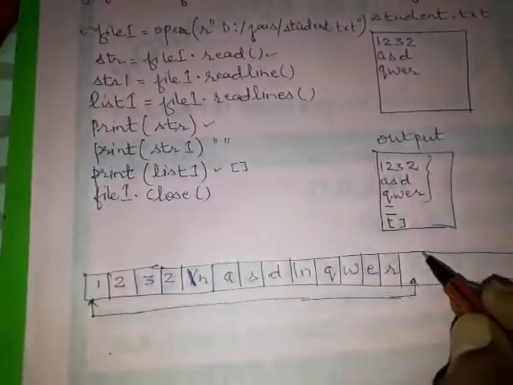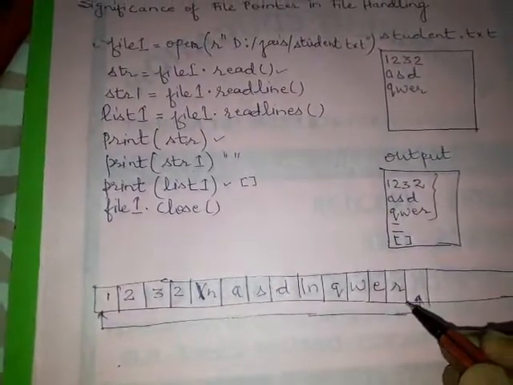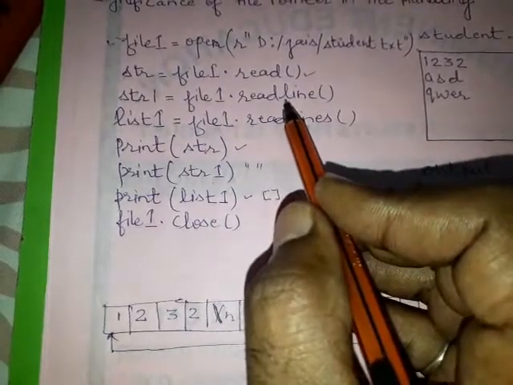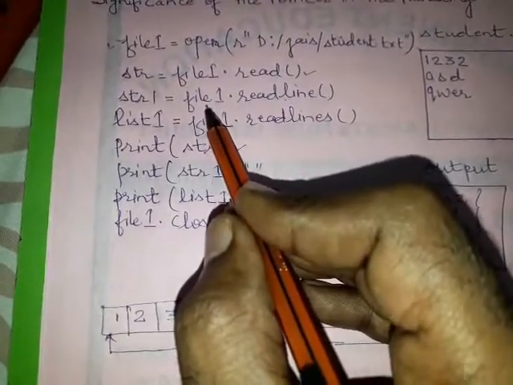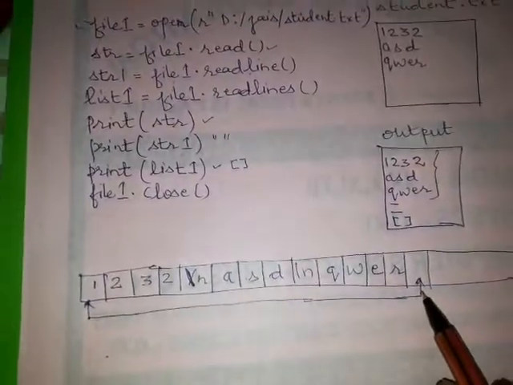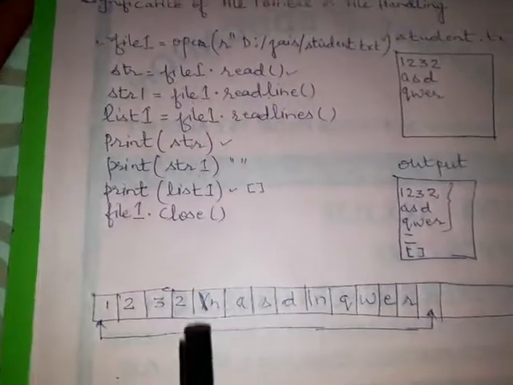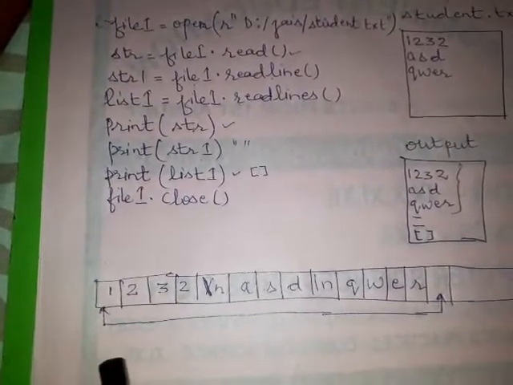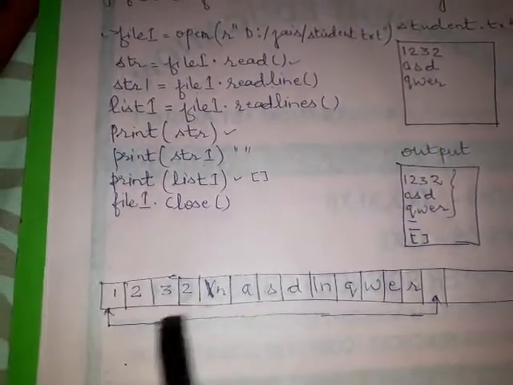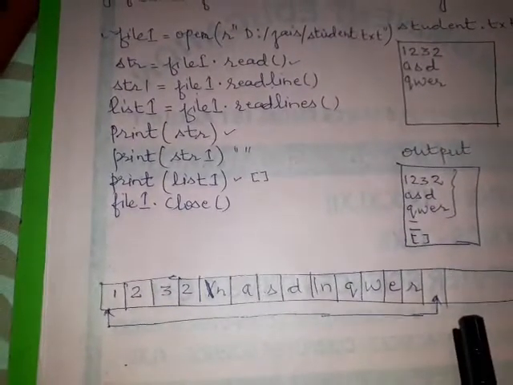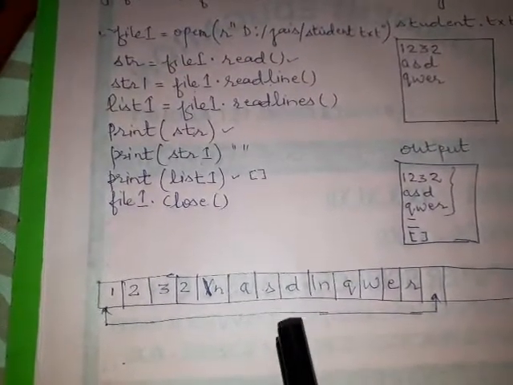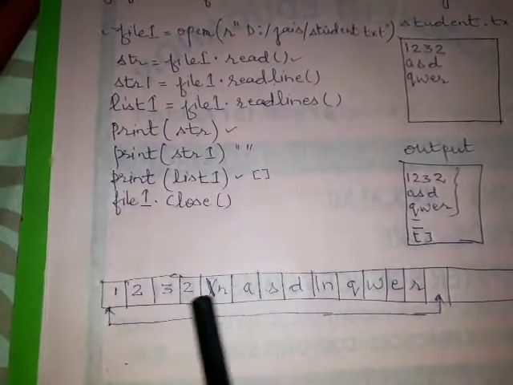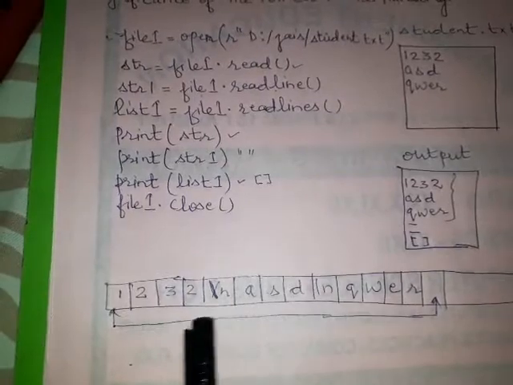It means an empty area. So now the second statement, str1 equals file1.readline. This is the same file pointer. Its position is here. Okay. The property of the file pointer is that once it moves in the forward direction, it will not go in the backward direction. It means there is only a single way for the file pointer. If it moves in the memory area in a forward direction, it will not move in the backward direction.